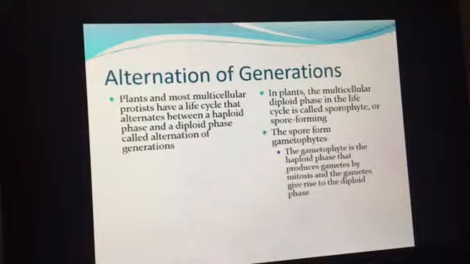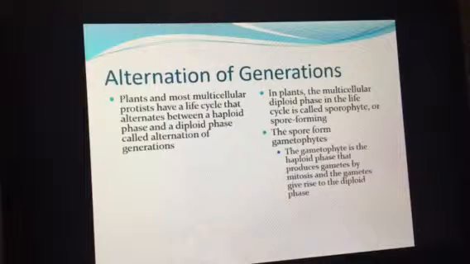Then we have alternation of generations. This occurs in plants and most multicellular protists. And I say multicellular protists because most people don't realize algae are protists, not plants. And so they have a life cycle that alternates between this haploid life cycle and a diploid life cycle. And they call that the alternation of generations, which means sometimes they're going to reproduce sexually, and sometimes they're going to reproduce what we know as asexually.